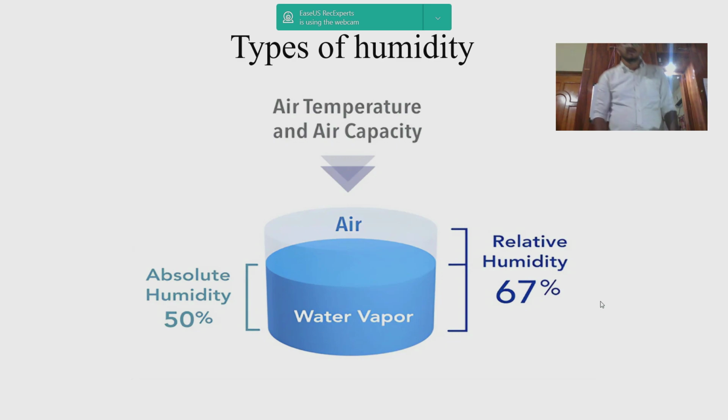Now let's see about relative humidity. Relative humidity is the ratio of absolute humidity at a given time to the highest possible humidity, which depends upon the current air temperature. It measures water vapor relative to the temperature of the air. It is represented as a percentage.